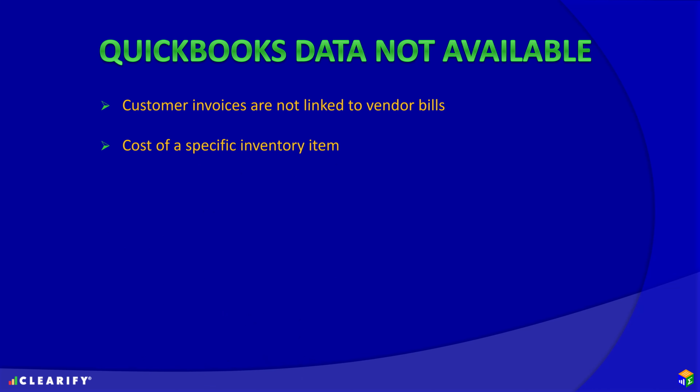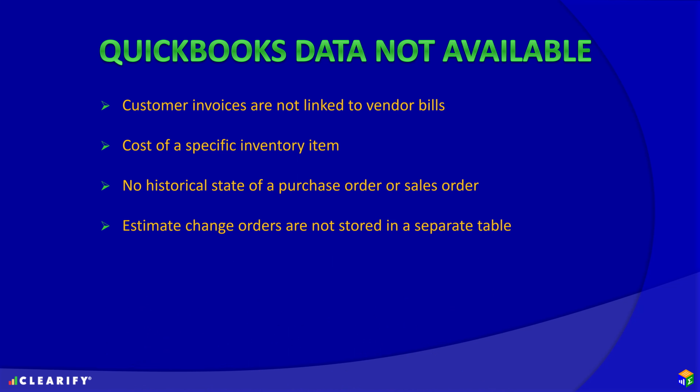The cost of a specific inventory item is not available. Just the average cost whether you actually use LIFO or FIFO. There is no historical state of a purchase order or sales order. Estimate change orders are not stored in a separate table. It is just text on a detail line. Time tracking and payroll are not linked as much as you would think they are. Time tracking is used to create payroll, but you can change either time tracking or payroll after the fact with no referential integrity between the two items.